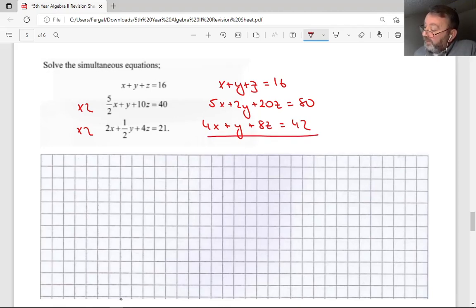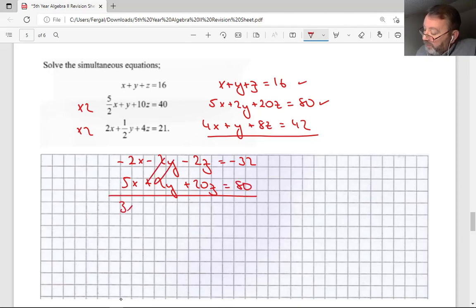So that's what I'm going to focus on. Let me take equation 1 and equation 2, and I'm going to multiply the top equation by minus 2 so I can get the y's to cancel. Minus 2x minus 2y minus 2z is equal to minus 32. Then take equation 2: 5x plus 2y plus 20z is equal to 80. Okay, the y's are gone. 3x, and then we have plus 18z is equal to 80 minus 32, which would be 48. So there's equation 1 in two variables.